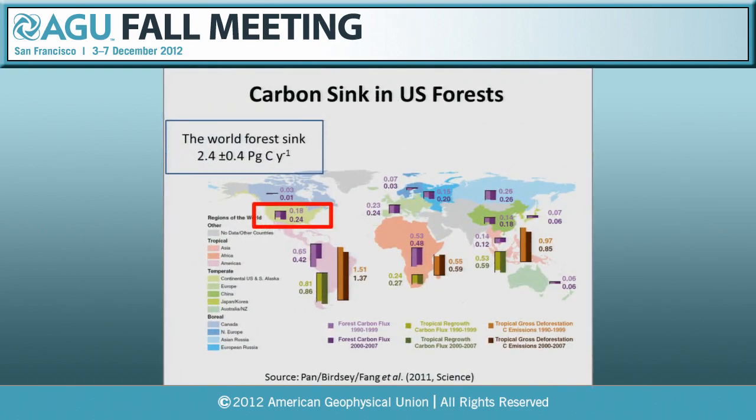The motivation of this work is that most of you know the work published in Science last year. The world forest sink is about 2.4 petagrams of carbon per year, while the U.S. forest consists of about 10% of that. It increased a little bit from two centuries ago to most of the last century.